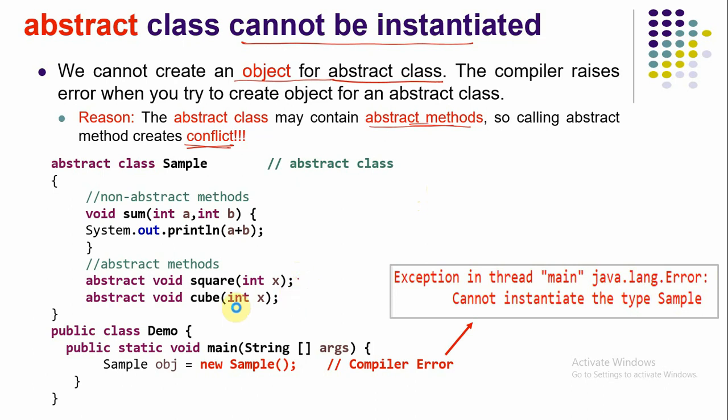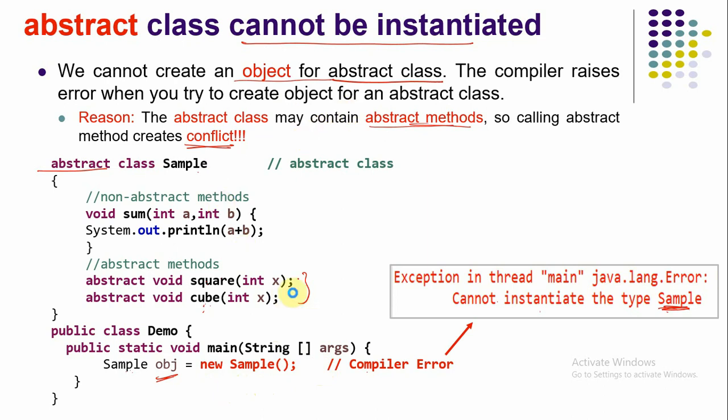For example, in this abstract class, sample class, we have two abstract methods, square and cube. Now if I try to create an object like this, sample class obj = new sample, you will get a compiler error saying cannot instantiate the type sample class. Why? Because of this abstract class, right? These two functions are abstract, there is no logic inside, so it is not allowing you to create an object.